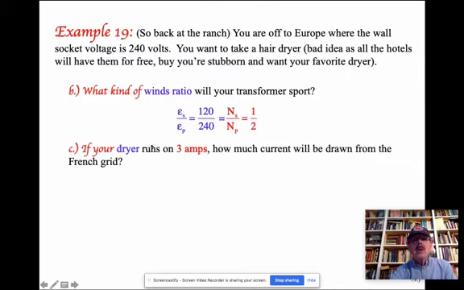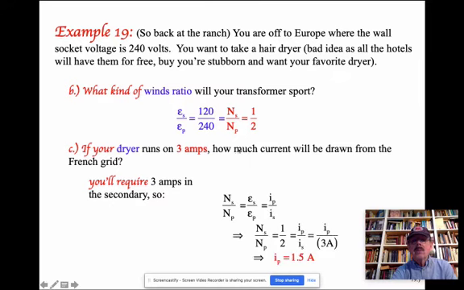If you wanted to know what the current had to be, if you knew that the secondary had to be 3 amps because that's what was required to make your dryer work, once again, you could go ahead and use your relationship, put in the information that you knew, and you could come out with what the current would be. So this is an example of a problem with using the math associated with a transformer.